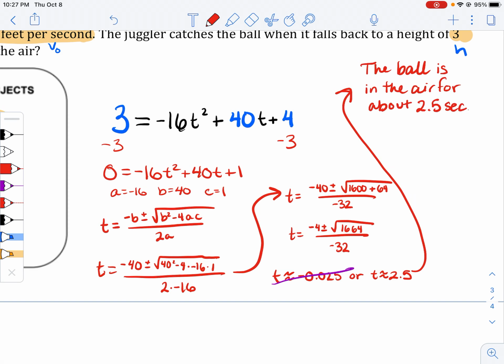2.5 seconds. So you have a problem on your Go formative that looks like this. I believe I just asked for the seconds rounded to the hundredths place, so you don't have to say anything about the ball. Just say however many seconds it was.